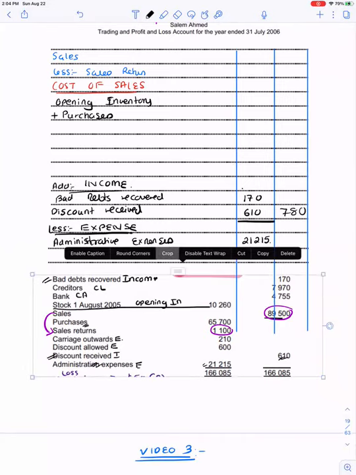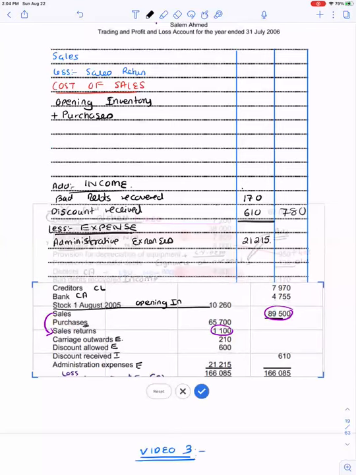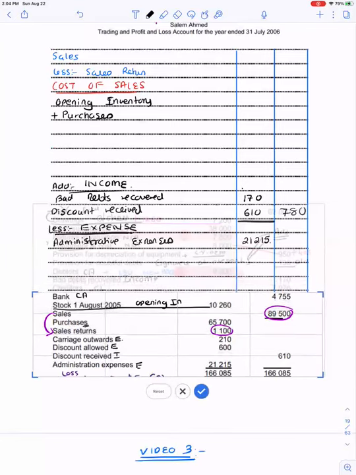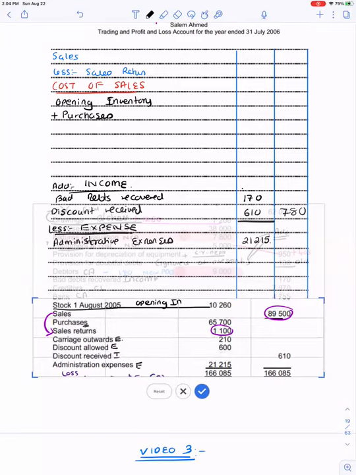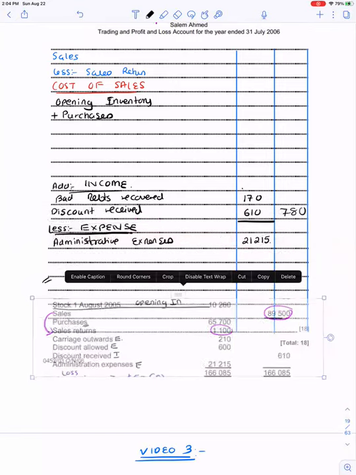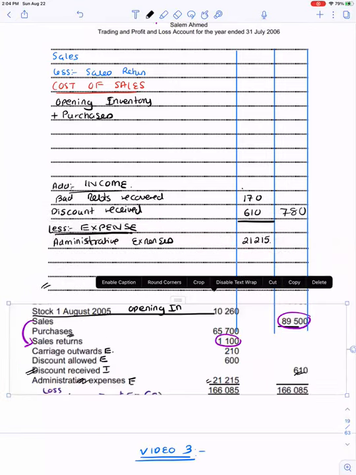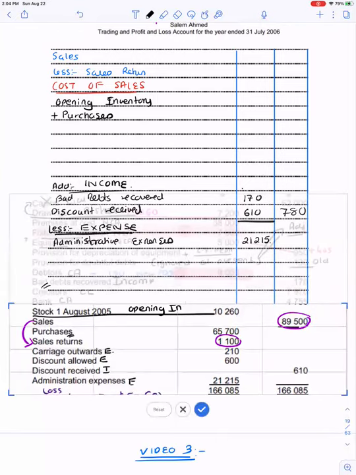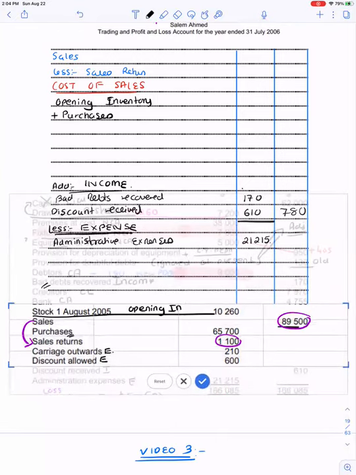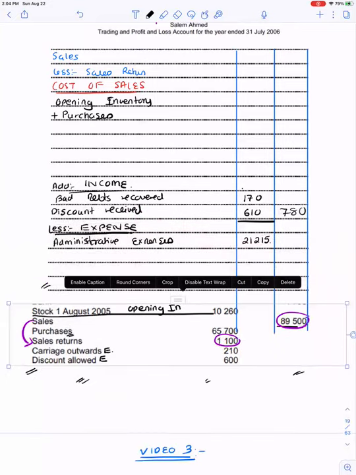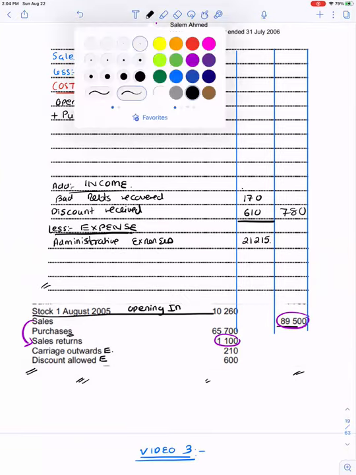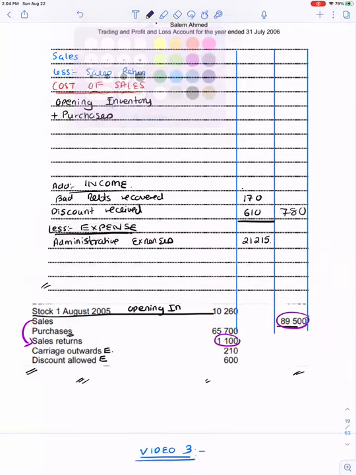Let's crop the sum again. Bad debts recovered is done. Creditors I don't need. Bank I don't need. Opening inventory is 10,260. I have opening inventory as 10,260, second column directly. I have sales 89,500.